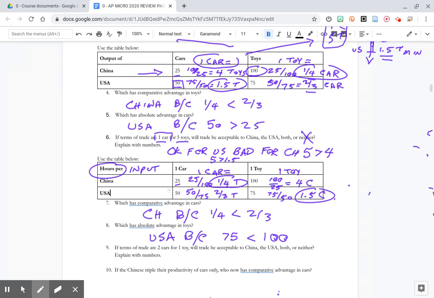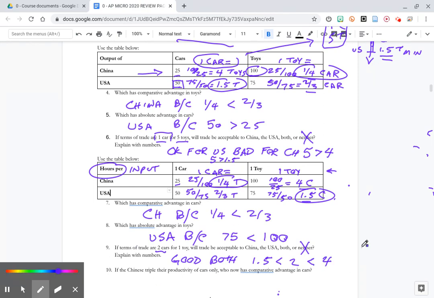Now, the last part here says, if terms of trade are 2 cars for 1 toy, is it good for China, the US, both, or neither? And again, neither never works, so ignore that. 2 cars for 1 toy, so we're in the toys column, we're right here, and we're going to say that 2 appears between 1.5 and 4. So good for both. And that's because we could say 1.5 is less than 2, and 2 is less than 4. And that's an acceptable answer.